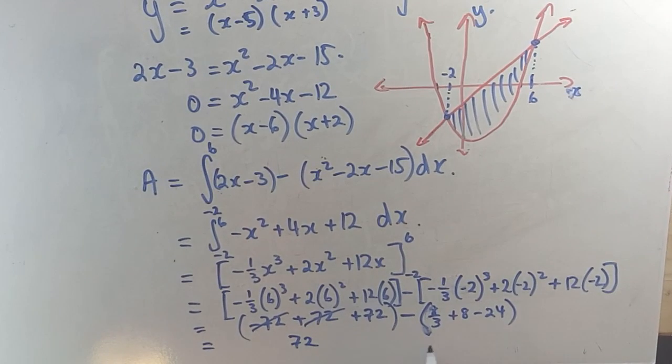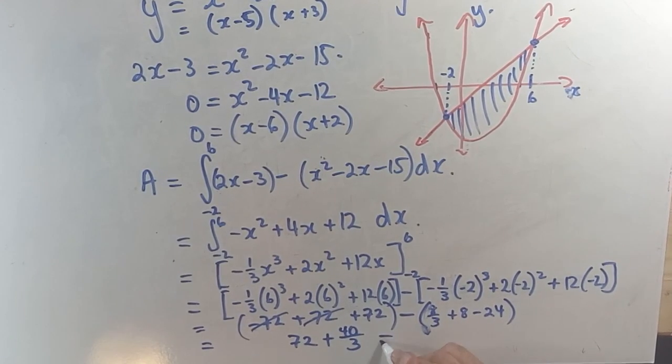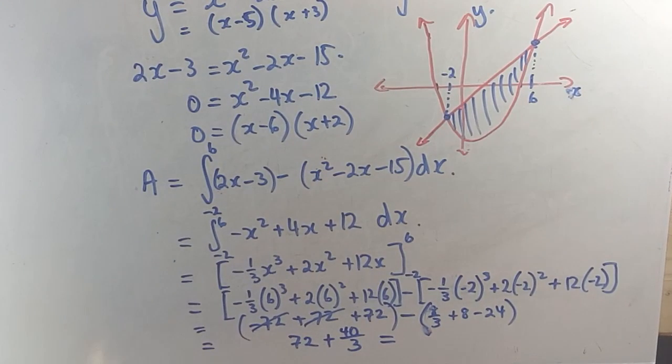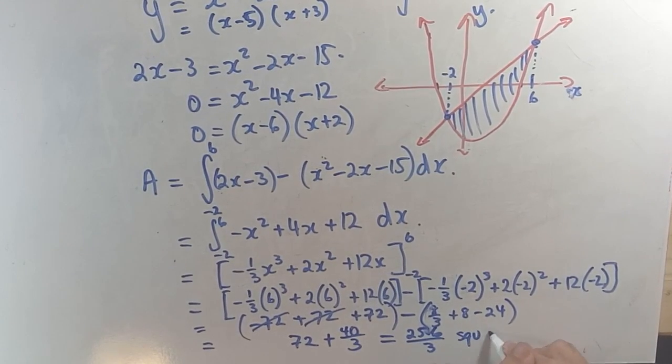So I end up with 72. Let's not bother with the semantics here. Minus 40 on 3, so plus 40 on 3. I'm running out of space. I end up with 256 on 3 square units.